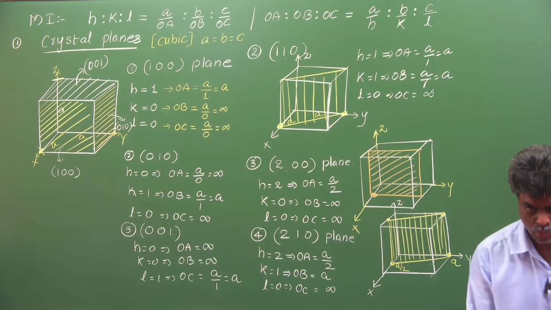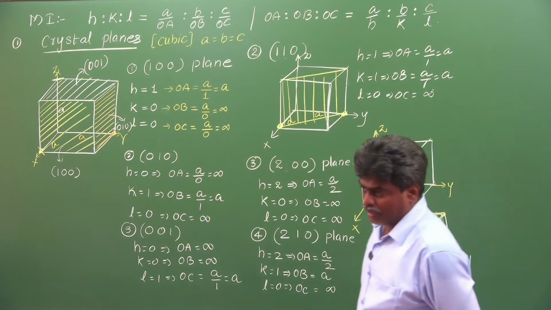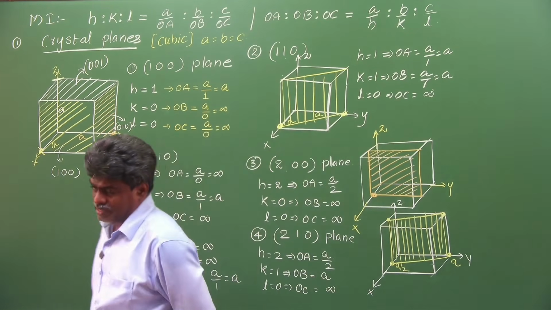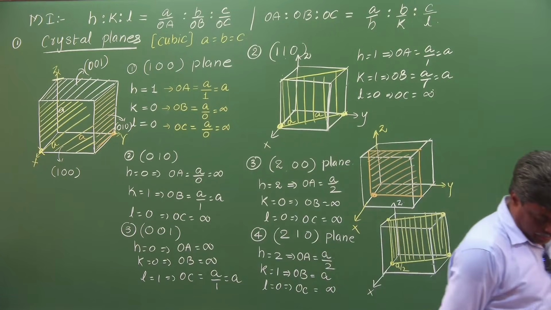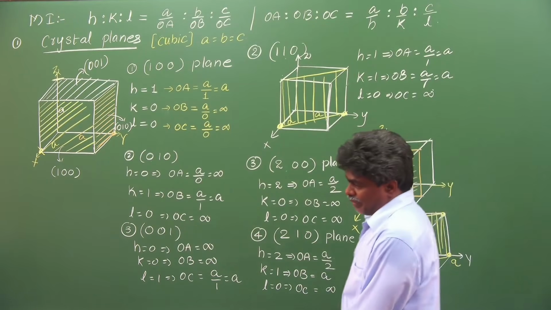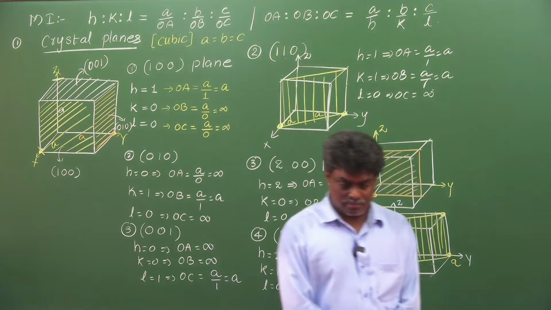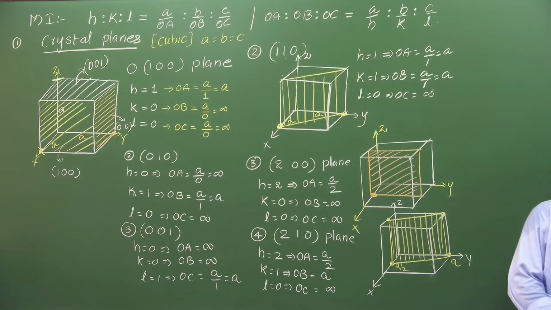Note, first point: all equally spaced parallel planes have the same Miller indices.